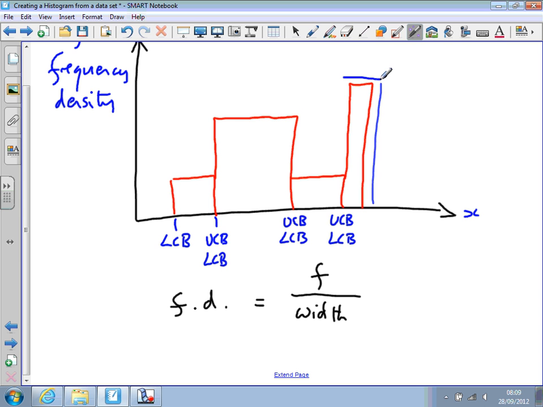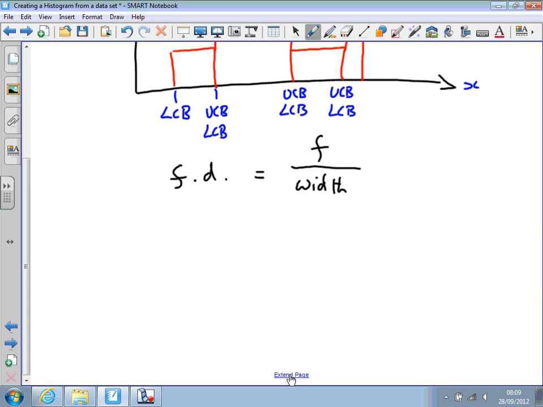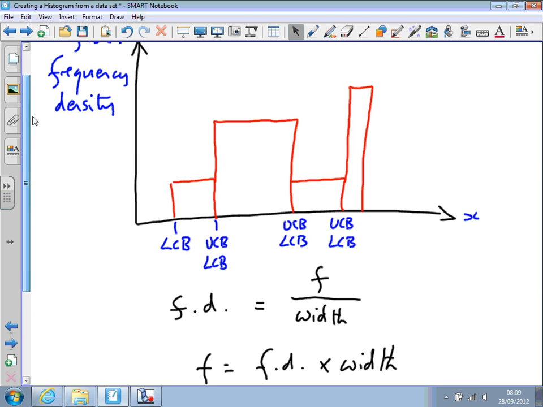And if I rearrange this formula, you can see that frequency equals frequency density multiplied by the width of the group. So if I multiply one column, the frequency density column, by the width column, I'll get the frequency, which is the area. So that's what we've got to do. We've got to generate a column to find the frequency density. We've got to find the lower class boundary of the group and the upper class boundary of the group, and we've got to find the frequency of the group so that we can generate the frequency density. And that's what we're going to do.